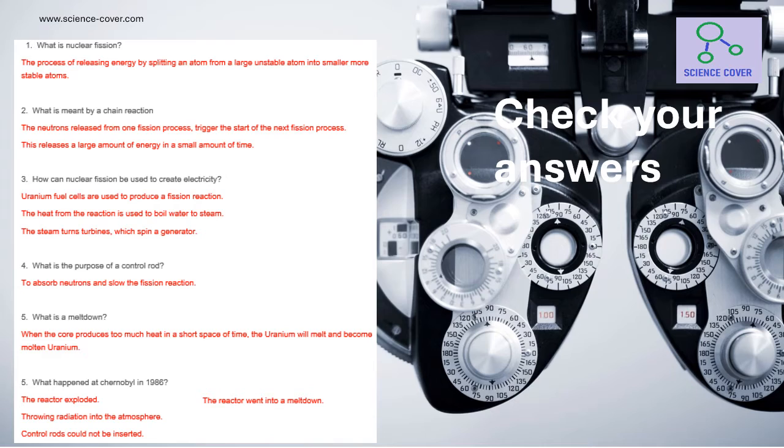Number 4. What is the process of a control rod? The control rod absorbs neutrons to slow the fission reaction.